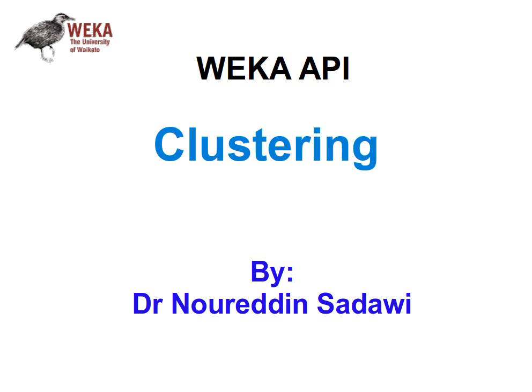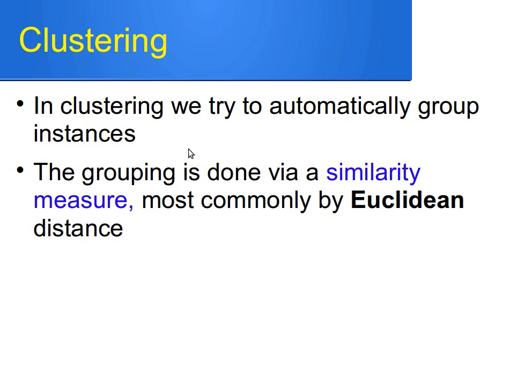Well, hello again. In this video, I'm going to be showing you how we can use clustering algorithms from the Weka API in our Java source code. The idea of clustering, in case you have not come across it before, is that we try to automatically find groups amongst instances or amongst examples of data. So we try to automatically group instances.